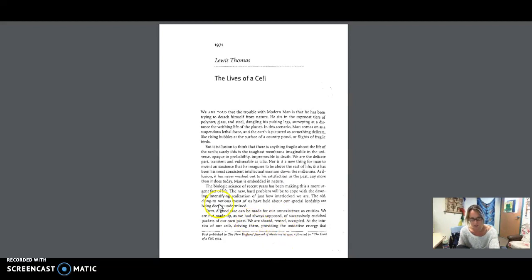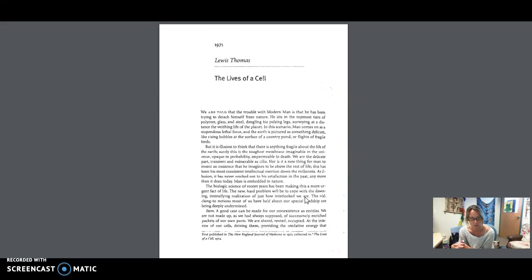And the biological science of recent years has been making this a more urgent fact of life. The new hard problem will be to cope with the dawning, intensifying realization of just how interlocked we are. When I think of the word interlocked, I think of things that are inextricably bound together. So man and earth, and this connection that they share.